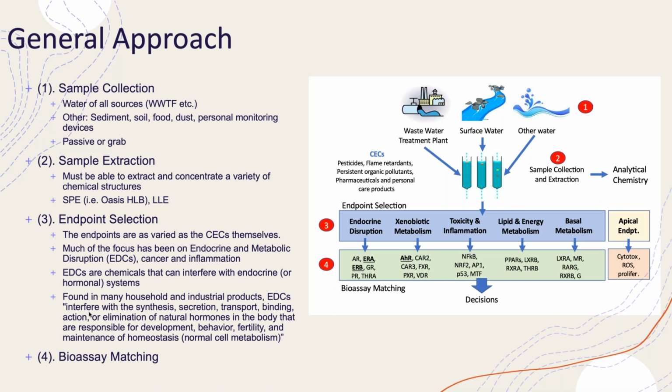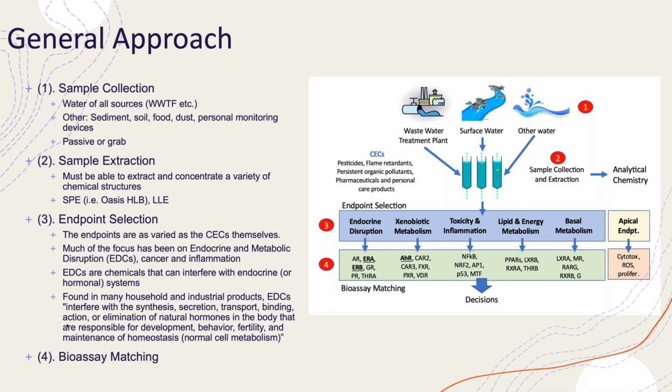And of course, natural hormones are very important for normal cellular homeostasis, but also for important effects such as development, behavior, fertility, cancer, etc. So by looking at endocrine disruptors, we really encompassed a lot of these contaminants of emerging concern, and also an endpoint that is of very much interest, not only to human health, but also to environmental health.